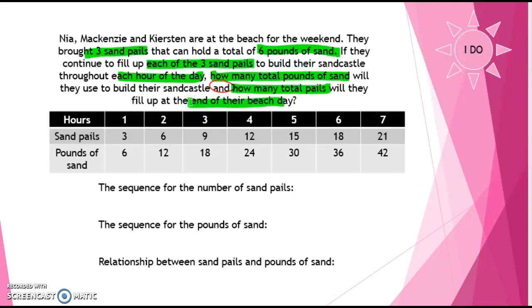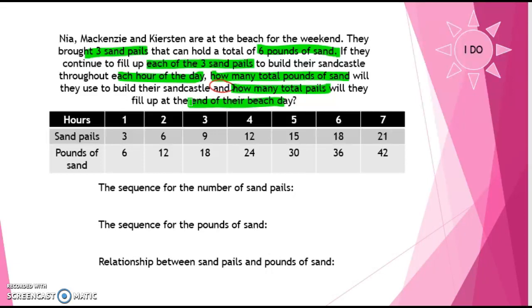Okay, so it's asking for a few things. We have a lot of information here. So we have 3 sand pails, 1 sand pail for each of Nia, Mackenzie, and Kirsten. Those sand pails hold a total of 6 pounds, and those girls are going to continue to fill up these 3 sand pails throughout each hour of the day to collect a total amount of sand to build their sandcastle. And we want to know how much is that total of sand and how many total pails are they going to use. So we're looking for both.